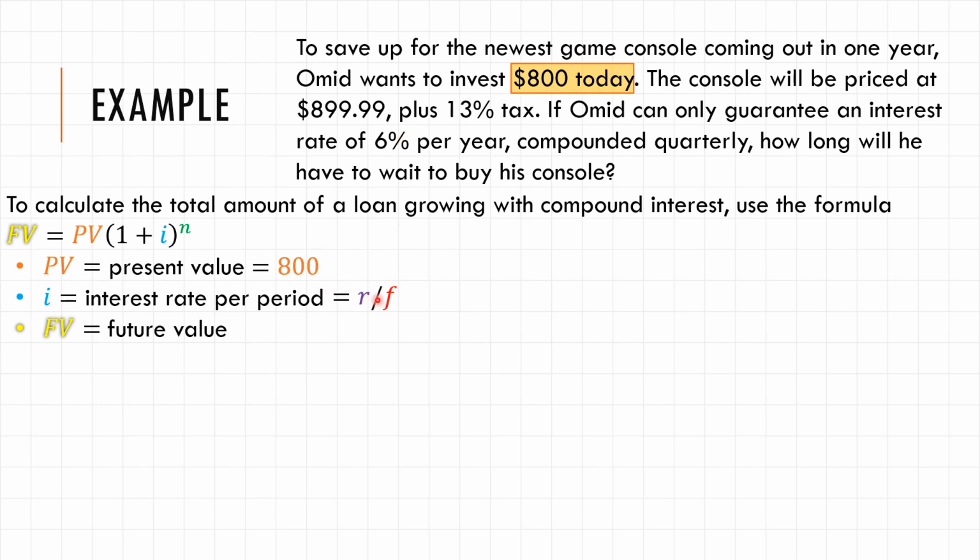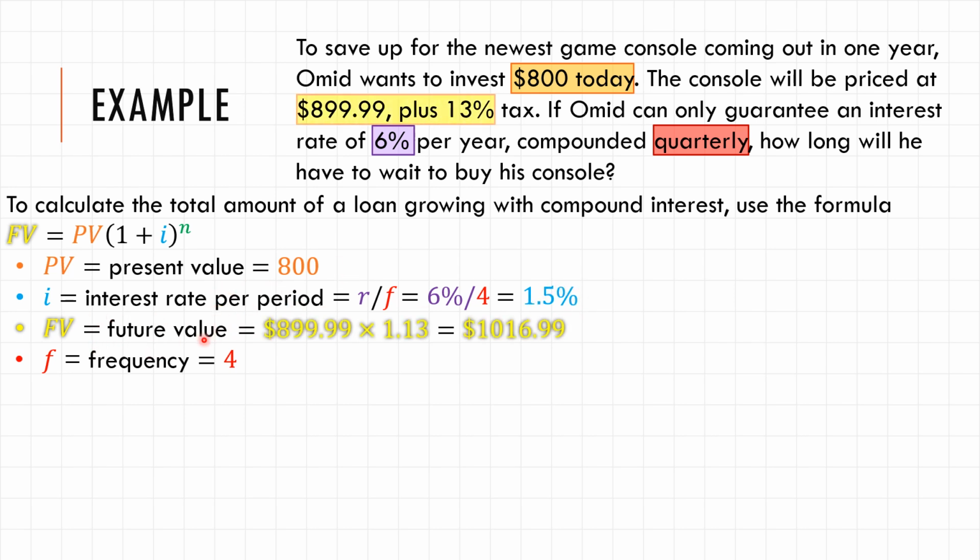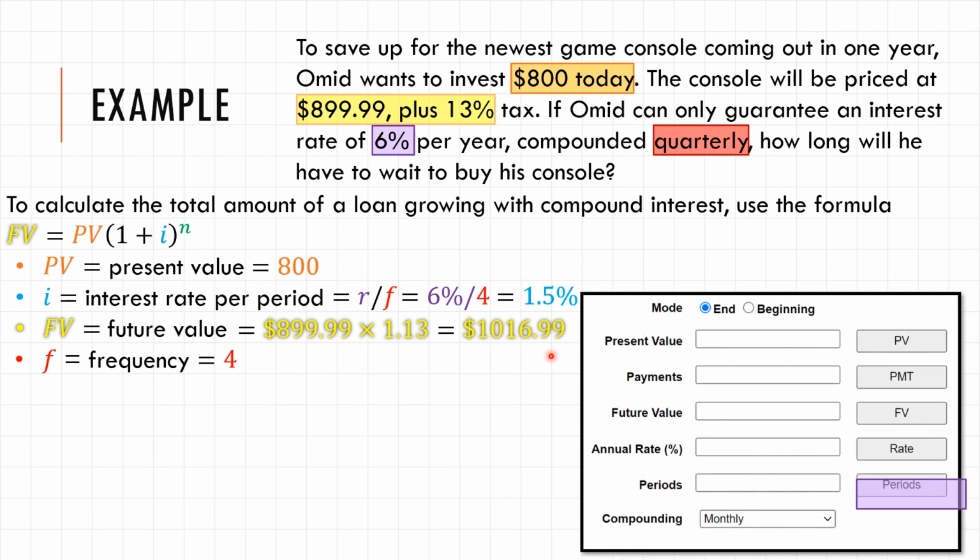It's not 6%. We're going to take that 6% per year and divide it by the frequency. The frequency is quarterly, so 4 times per year. So 6% divided by 4 is 1.5%. This is the interest rate per period. And we know that we want the future value to be $899.99 times 1.13, because we have to add the tax, is $1,016.99. So this is my TVM solver.